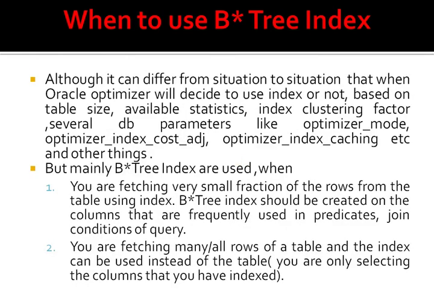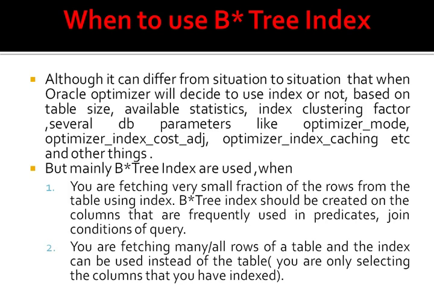Although it can differ from situation to situation, the optimizer will decide whether to use the index or not based on certain facts like table size, available statistics, index clustering factor, and several database parameters like optimizer mode, optimizer index cost, optimizer index caching, and other things.